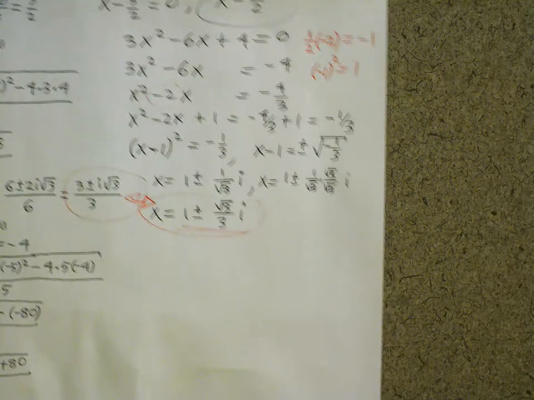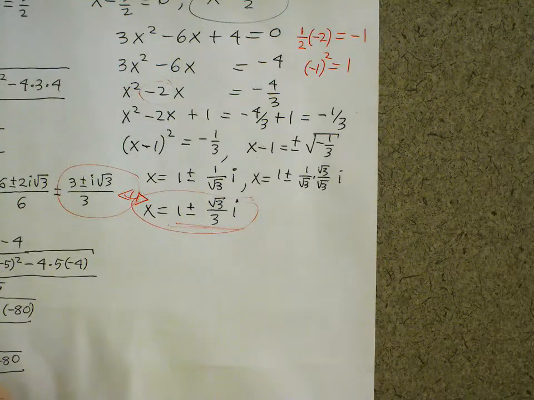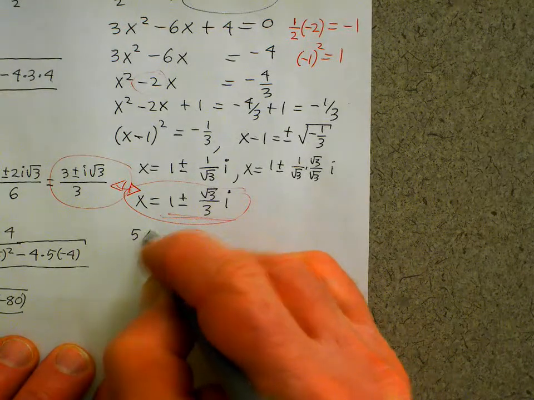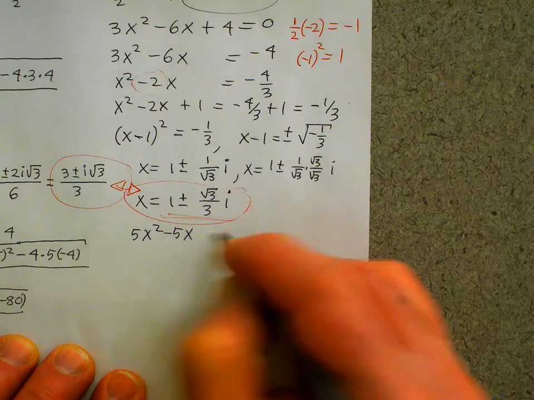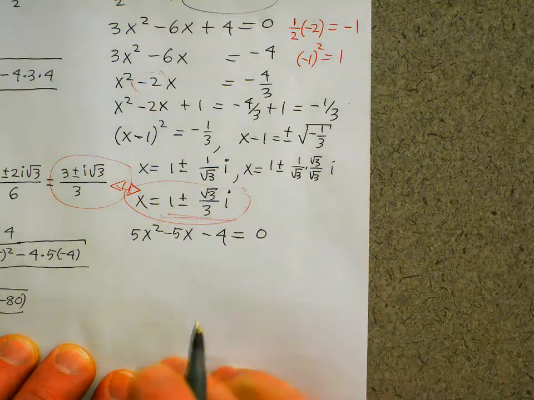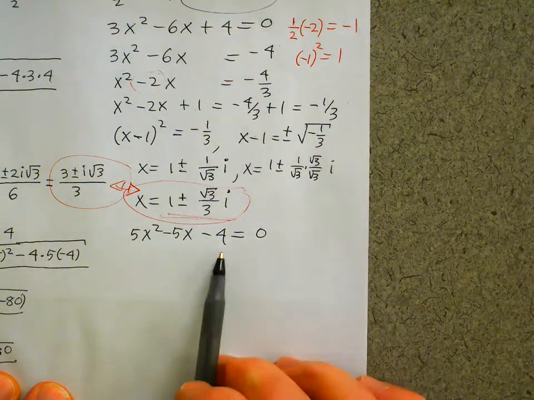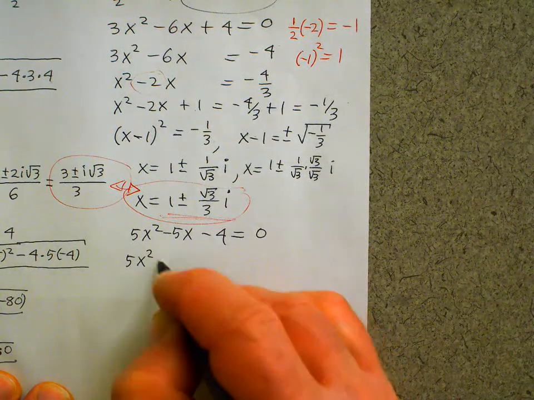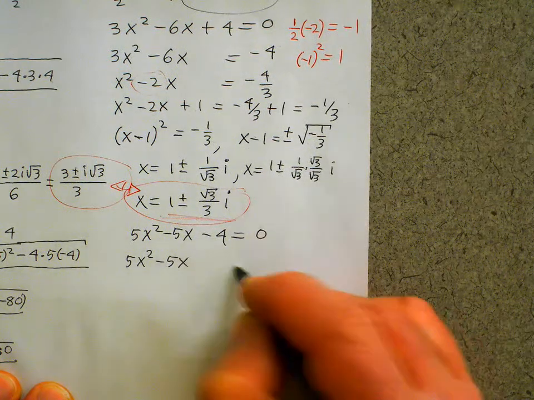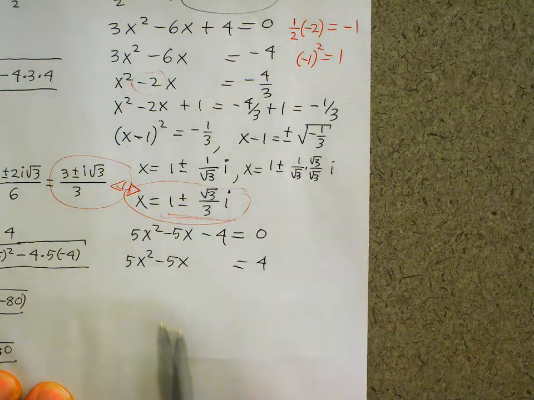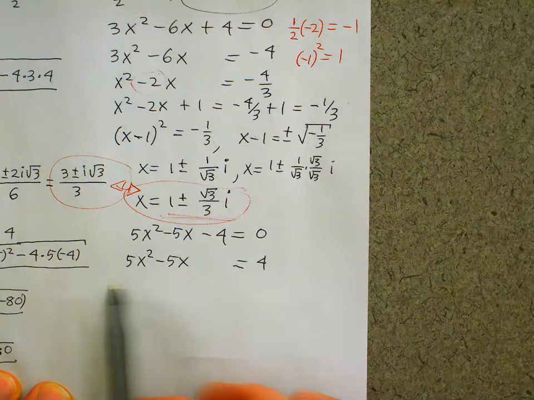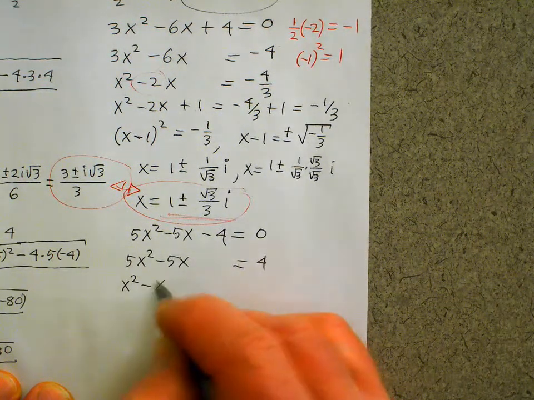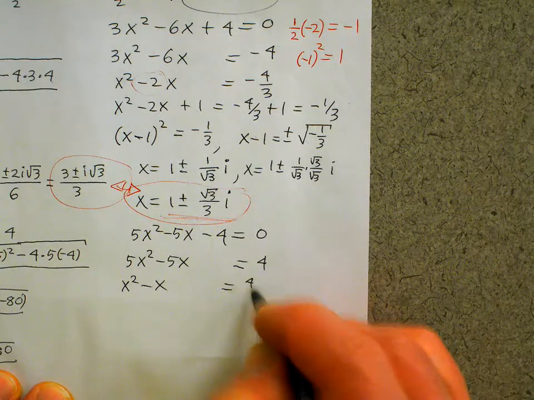Okay, we're down to less than a minute. So we can at least start the last one. 5x squared minus 5x minus 4 equals 0. Begin by adding 4 to both sides. We get 5x squared minus 5x equals 4. Then divide every term on both sides by 5. We get x squared minus x equals 4/5.